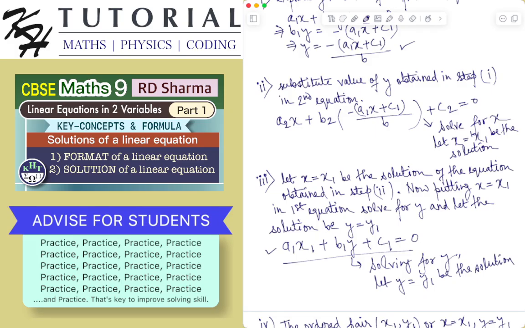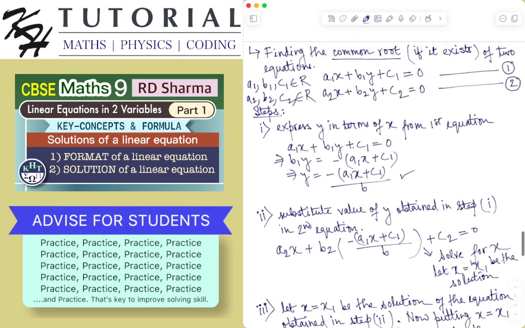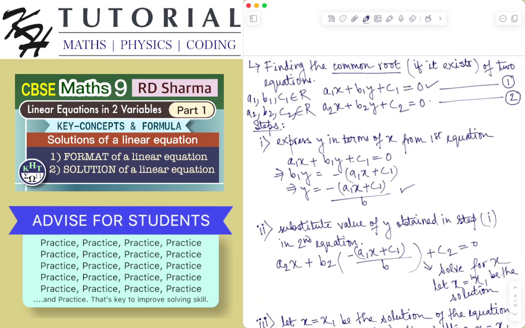So I got two values, x1 and y1. x1 I got from step 2, and y1 I got from step 3. Then I can say that the ordered pair x1, y1, or x equals x1, y equals y1, is the common root of the two given equations, which are these two equations.